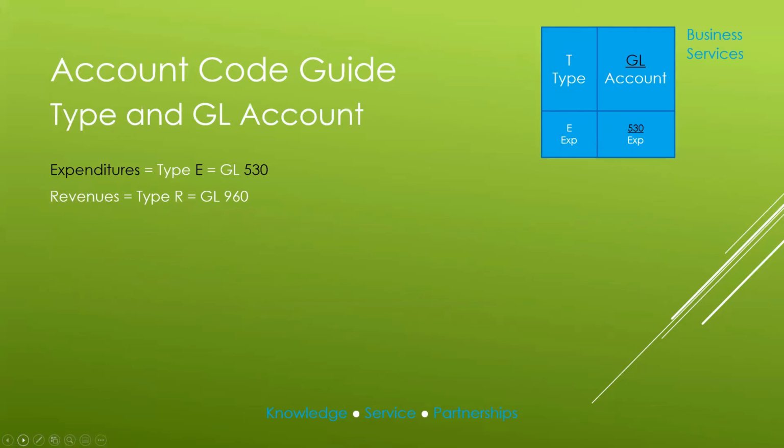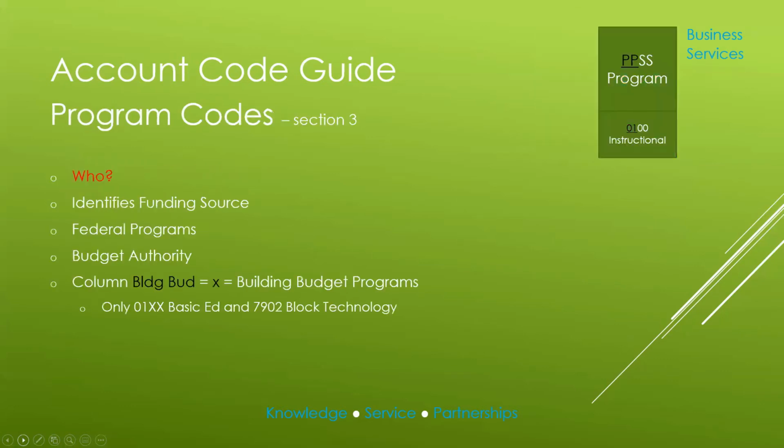Now, the first couple sections are our expenditure type E and our GL 530. That's what we have for expenditures. And for revenues, we use type R and GL 960. Now, you don't have to worry about revenues because all the revenue account codes are hard-coded in InTouch, and they just automatically are coded for the item numbers that you pick.